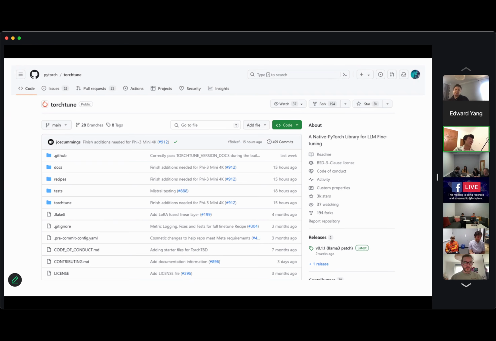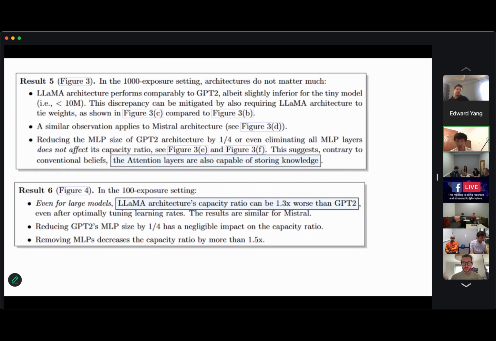And also there was a research paper which was released, the physics thing. I don't remember the research paper name, the physics paper name. That was actually very interesting. They found that the Llama architecture does a little bit worse than the GPT-2 architecture. However, when you train for longer times, the differences disappear, which is very interesting.